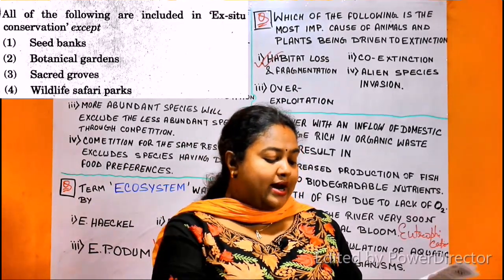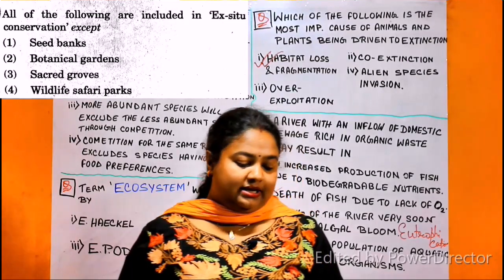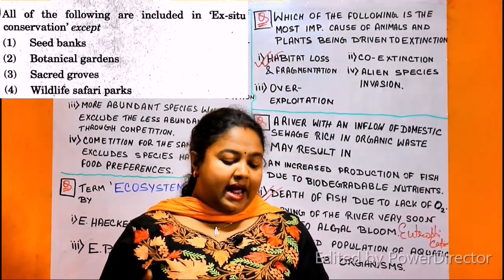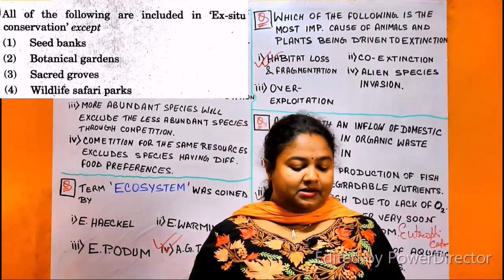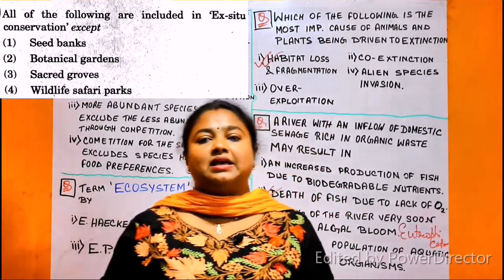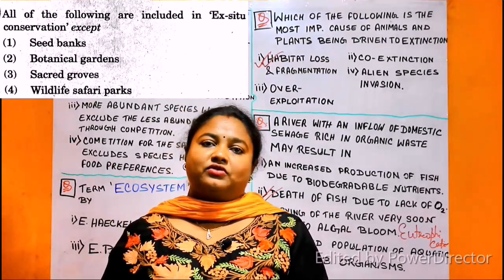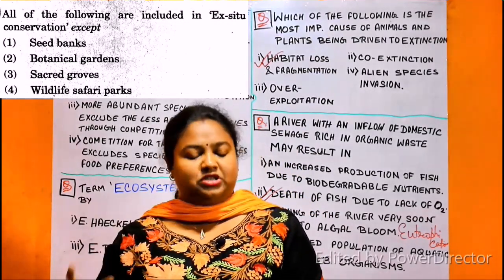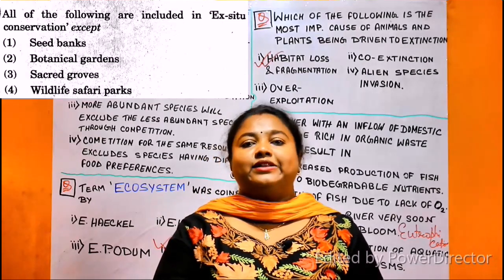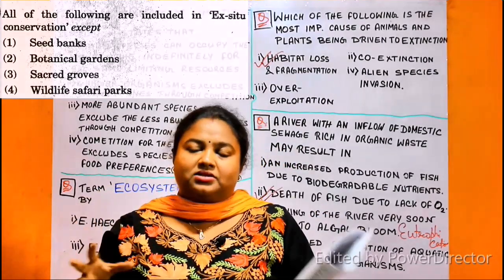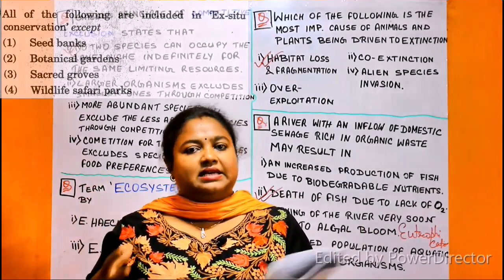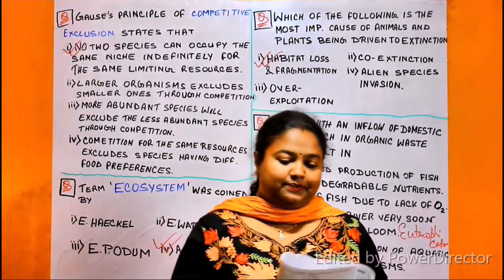So the options were seed bank, botanical garden, sacred groves and wildlife safari parks. Botanical gardens, sacred groves and wildlife safari parks are natural conservation, natural habitat where the species are conserved. So what will be the answer? The seed bank, where we just take the seed and keep it under conservation.